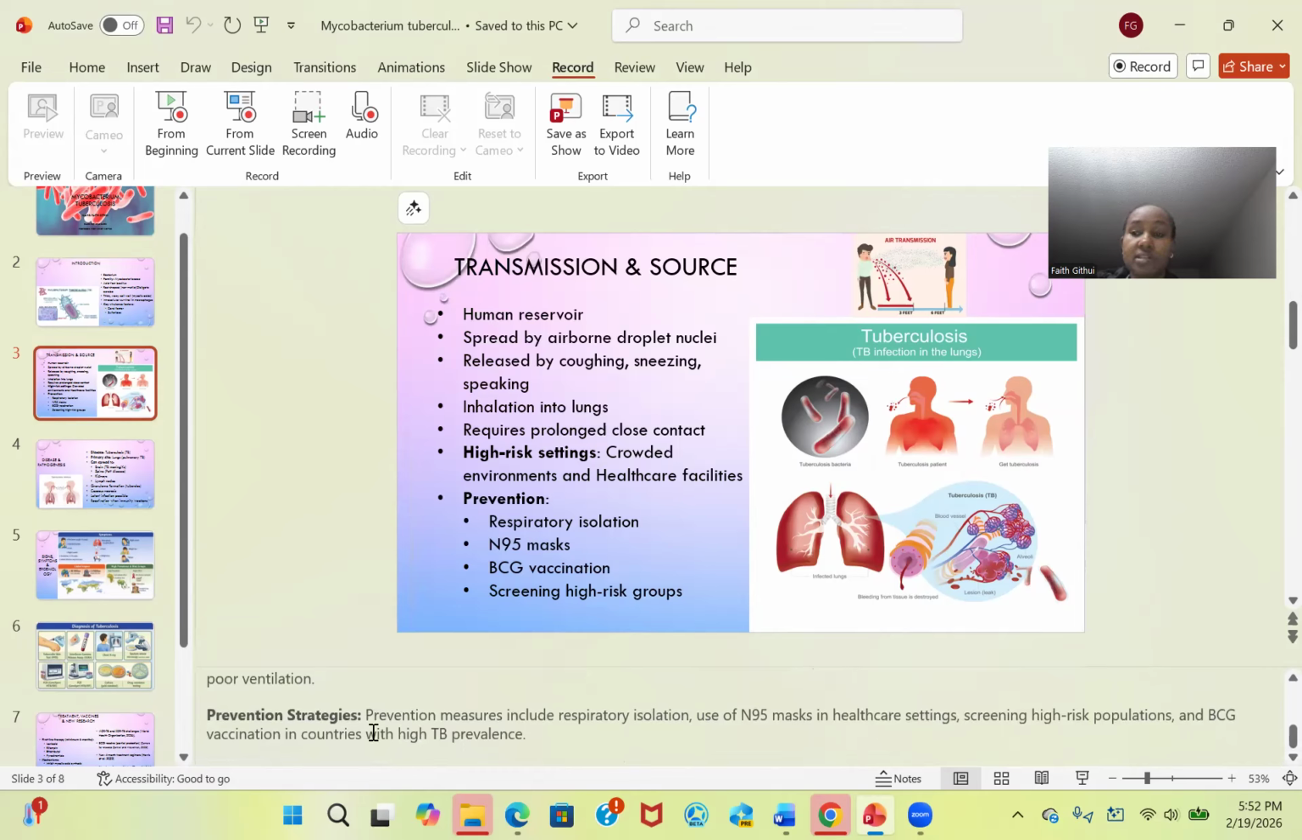Prevention strategies. Prevention measures include respiratory isolation, using N95 masks, especially in healthcare settings, screening high-risk populations, and also getting a BCG vaccination in countries with high TB prevalence.